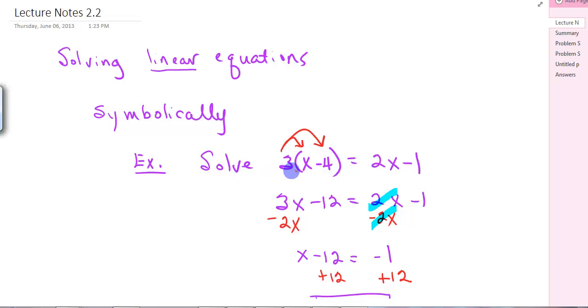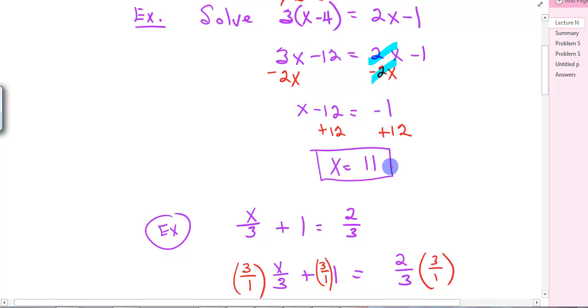If you were asked to solve 3 times (x minus 4) equals 2x minus 1, you would distribute the 3, and that would give you 3x minus 12. Then you would subtract the 2x so that you could get your x's together, and that would leave you x minus 12 equals negative 1. Then you would add 12 to both sides to get that on the other side, and then you would have your answer. You'd be left with x equals 11. So that would be solving it symbolically.